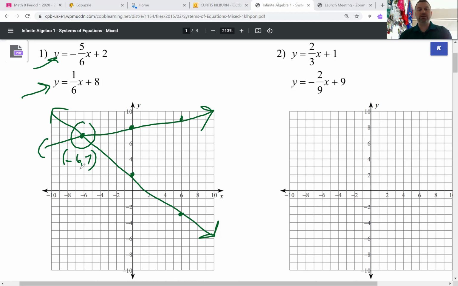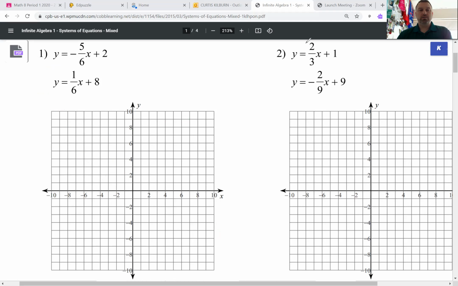Remember, when you're graphing a system and they intersect, it's not just the x value, it's not just the y value, it's that ordered pair. In this case, negative 6, 7. I guess that's it for that one. So once again, graph the 2 lines, see where they cross, and if the graph's already done up for you, you might need to figure out what those 2 equations are.